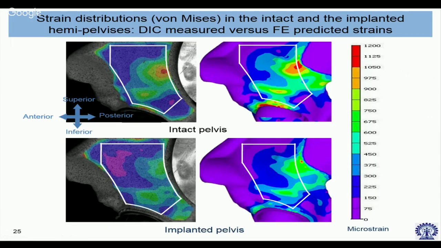So here we see the comparison, the FE results on the right, intact and implanted, and you can observe straight away that here you see these high strains in this location, which disappear after implantation. So again, the evidence of strain shielding.